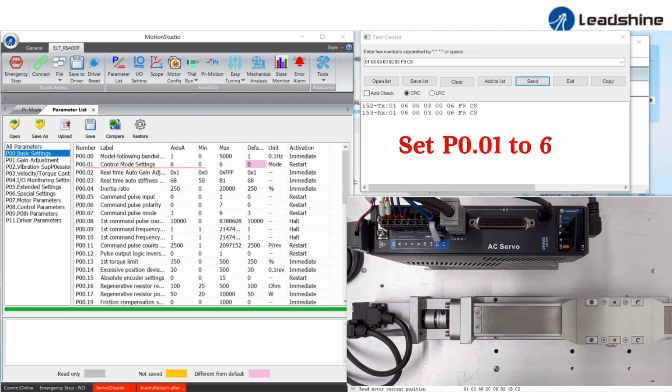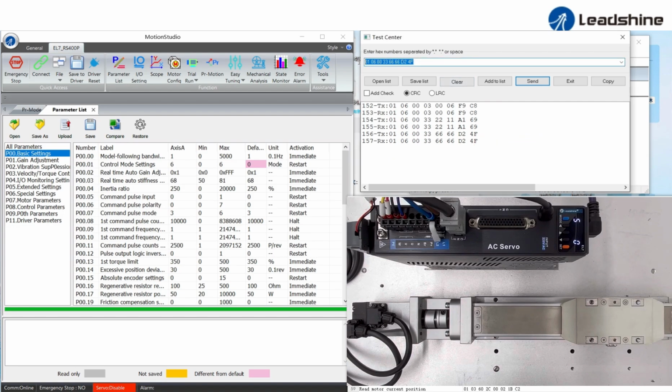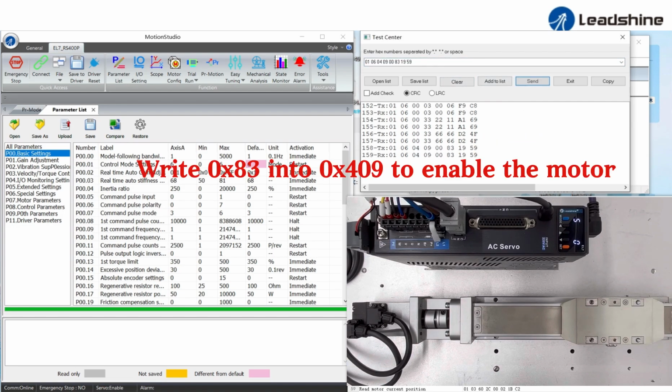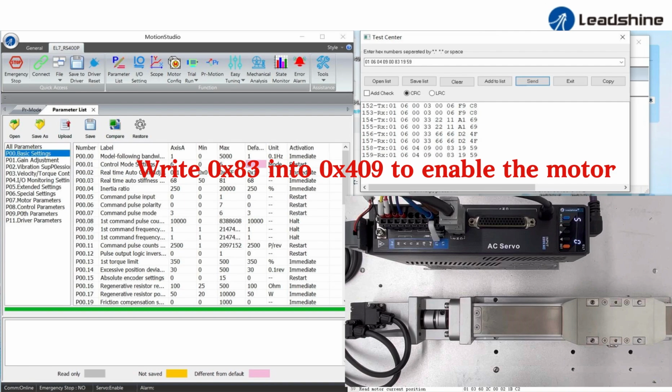After changing the mode of the drive, please save parameters and reboot the drive. Then save parameters. And reboot it by this message. Then enable the motor by writing 0x83 into 0x0409. This means set input IO DI5 servo on normally closed.